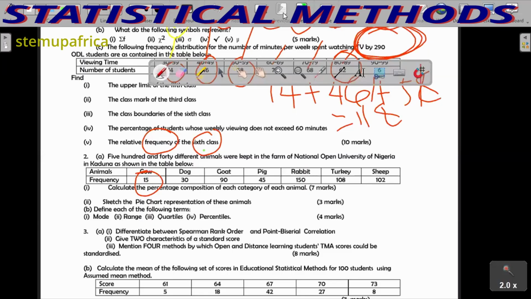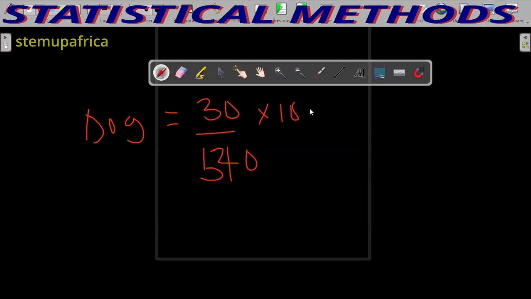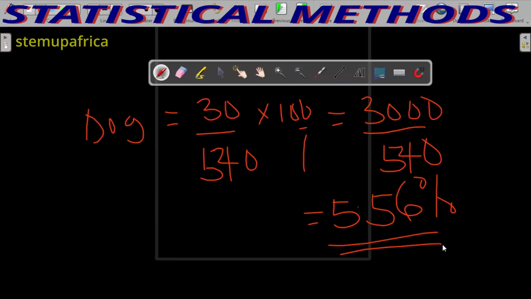Who is the next animal? Is dog. How many dogs do we have? 30. So for dog, we're going to have the number of dogs, which is 30 over 540 times 100 over 1, which is 3,000 over 540. So 3,000 divided by 540 will give us 5.56%. That is for the dog.